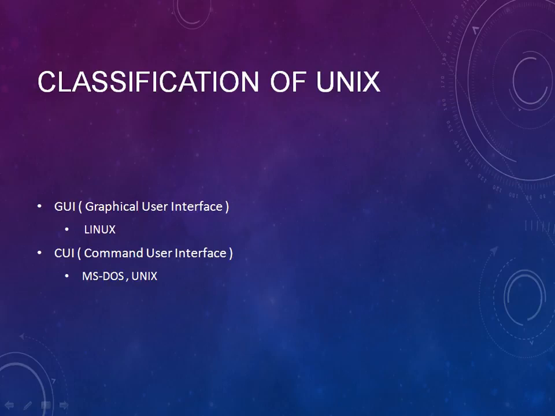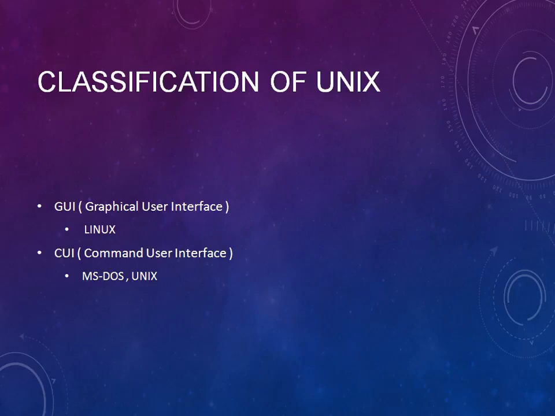Now let's move on to the classifications of Unix. Unix is classified into two types. One I can say is the graphical user interface, which we call GUI, and the other is CUI, that is command user interface. The graphical user interface, we are naming as Linux, and this command user interface is named as Unix. Unlike in the Windows operating system, you have both, right?